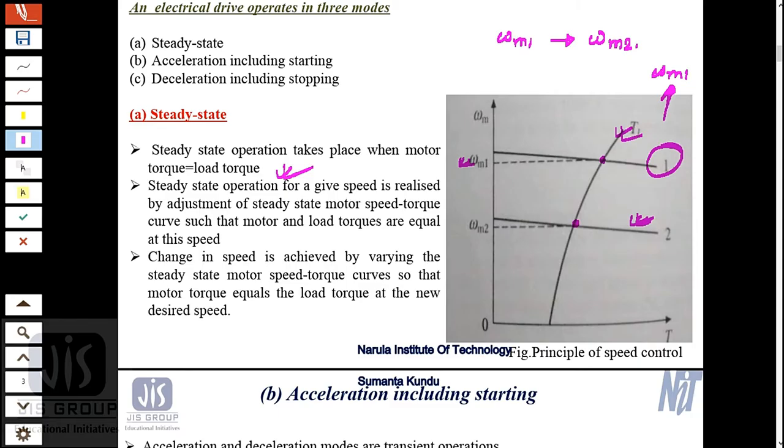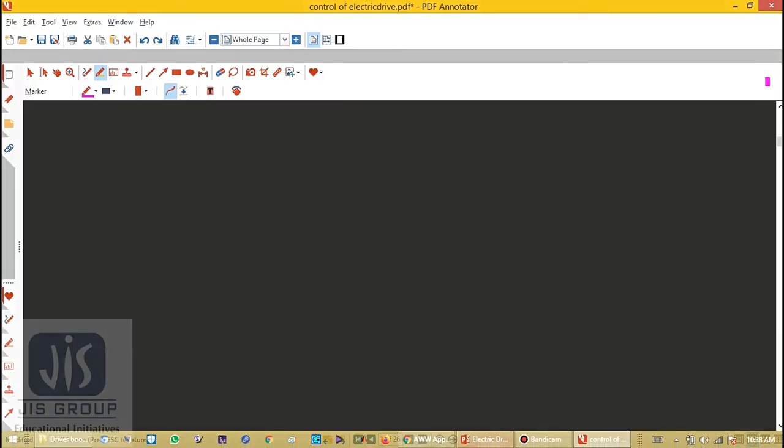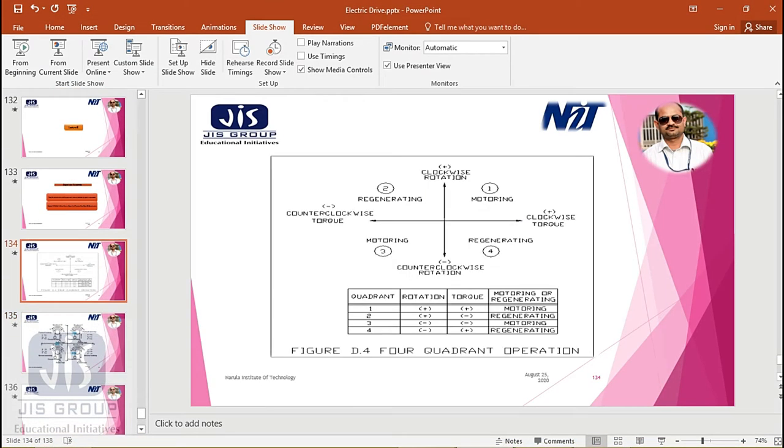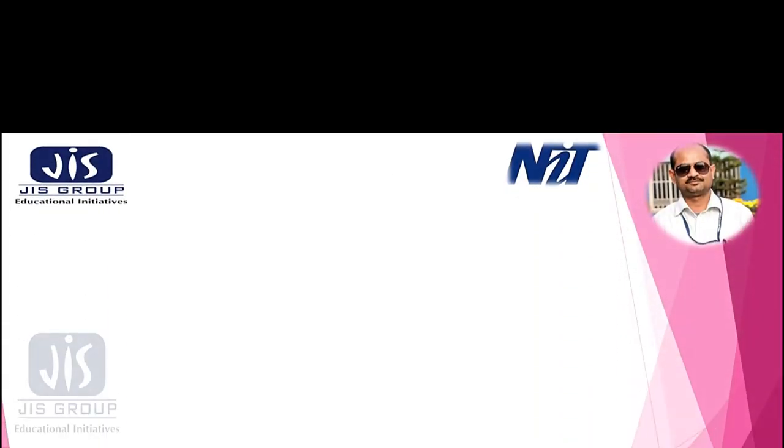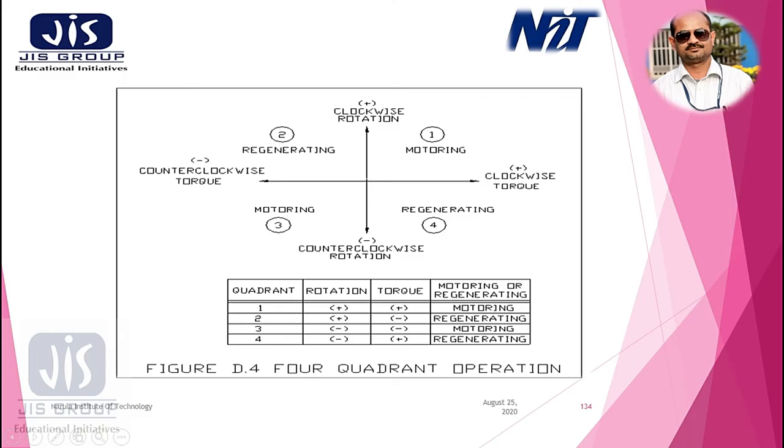Okay, now we have discussed four quadrant operation in our previous lecture classes. So if we quickly recall this four quadrant operation, we know that this positive x axis and this positive y axis are clockwise rotation of torque and speed respectively, taken as positive. So these two quadrants, that is 1 and 3, are the motoring operation, and 2 and 4 are braking operation, because we know in these two quadrants the power is positive, and in these two the power is negative, as we have discussed so far.